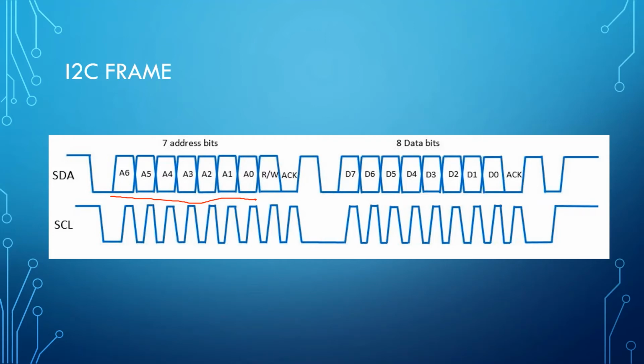So we can connect 2 raised to 7, which means 128 slaves, to this master. The next bit is read or write. If this bit is 0, then the master writes data to the slave, and if this bit is 1, then the slave writes data to the master. And the last bit is acknowledgement. It's for checking whether we have sent correct data or not.